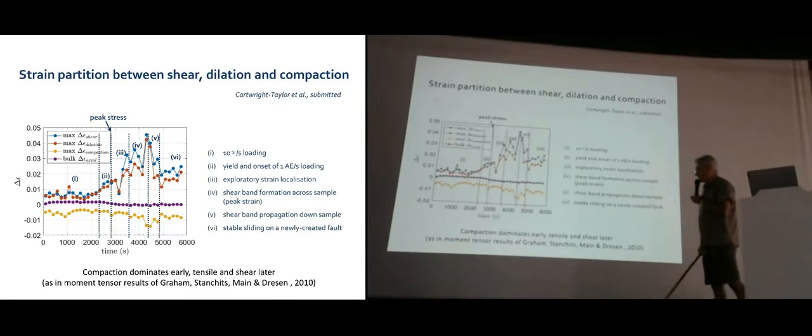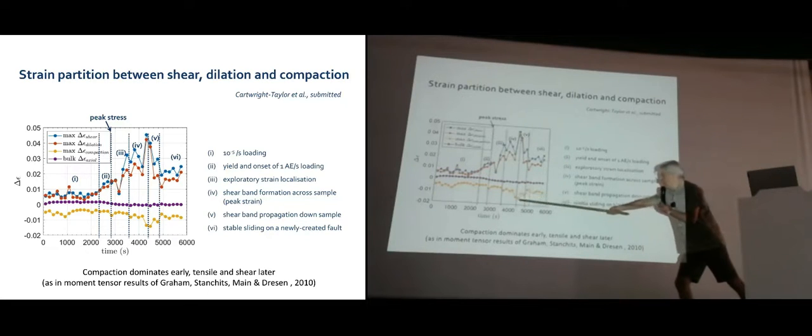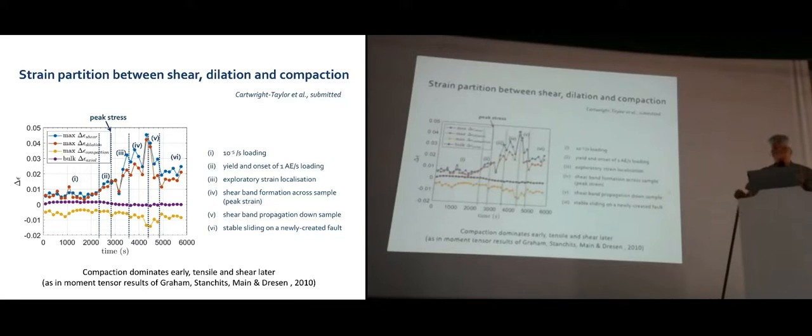And that's associated with a peak in the damage, even the compactive damage. And then we got stable sliding on a newly created fault. And this is where the real friction is now coming into play. Up to this point, it's not obvious that friction is a major control. It's mostly the tensile fracture and the breaking of bonds between the grains, in the breaking of cohesion.